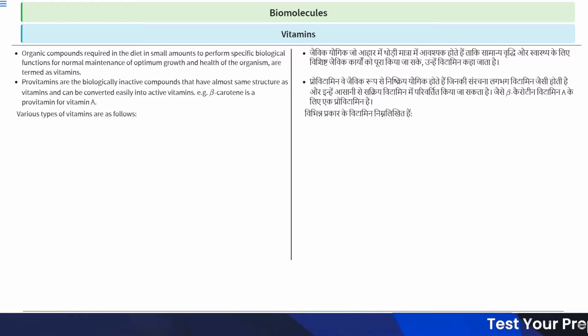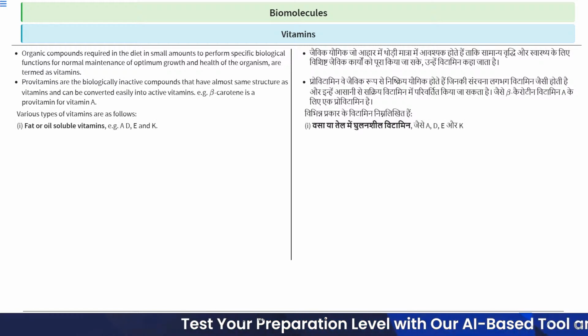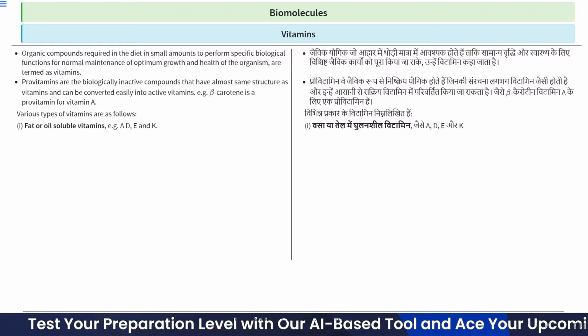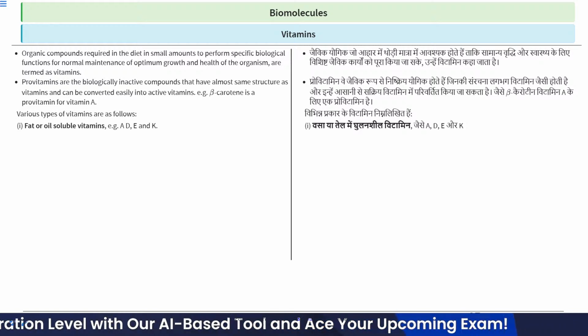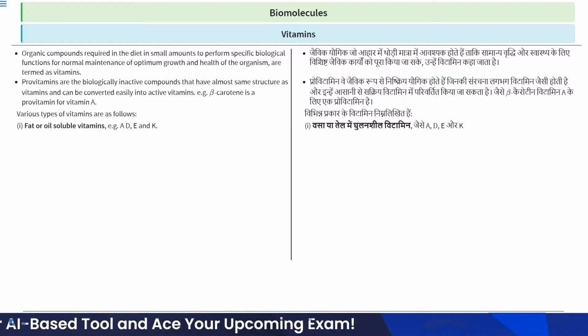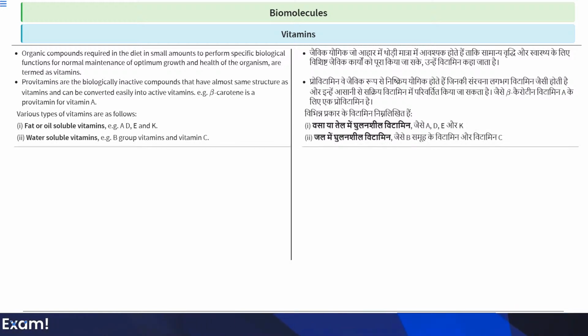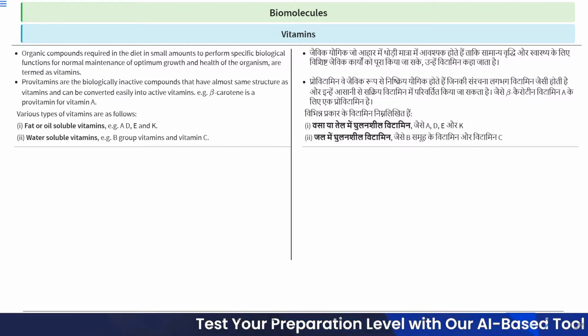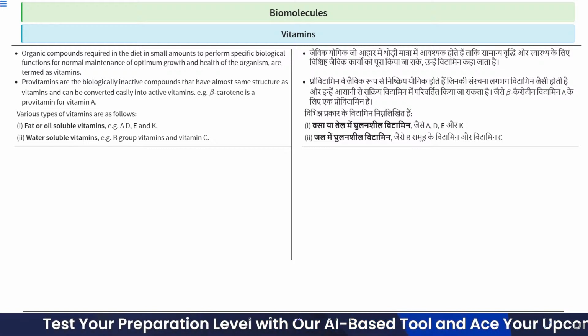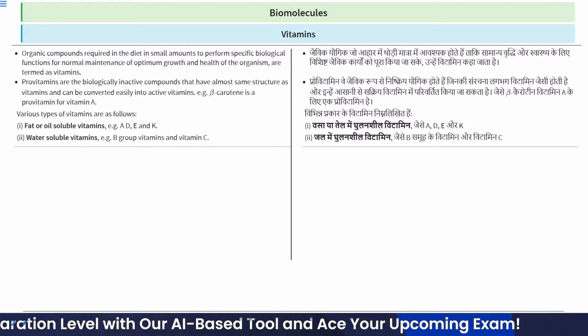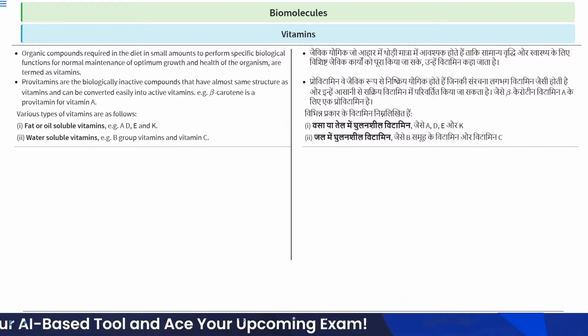Various types of vitamins are as follows. First one is fat or oil soluble vitamins, for example vitamin A, D, E and K. Second one is water soluble vitamins, for example B group vitamins like vitamin B1, B12 and vitamin C. So they are water soluble, that can dissolve in water but not in fat. And the fat soluble ones can dissolve in fat but not in water.